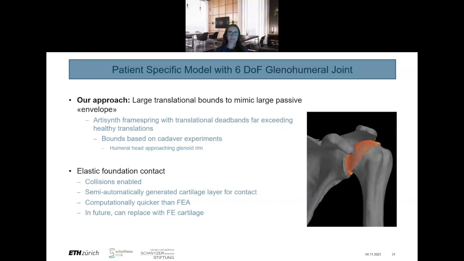And we also looked at some cadaver literature, and we've conducted a cadaver experiment to basically confirm that these bounds are reasonable in terms of the passive constraints. And then for the cartilage itself, we do model that as a contact-based collision. We generated these cartilage layers semi-automatically to make sure that we also have varying cartilage thickness and that the cartilage surface geometry represents the bony geometry of that subject. In the future, we want to also conduct finite element analyses of these cartilage models and compare it with elastic foundation. But for now, the elastic foundation is just a lot more computationally efficient.